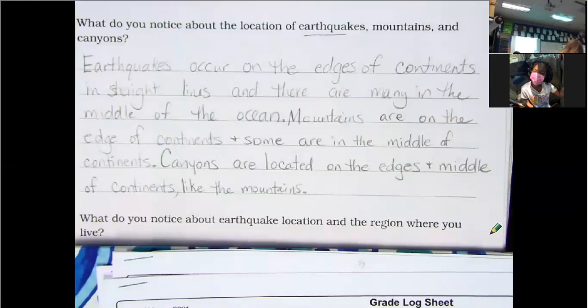Write all that. Oh, look what they say. Earthquakes occur on the edges of continents in straight lines, and there are many in the middle of the ocean. Mountains are on the edge of continents, and some are in the middle of continents. Canyons are located on the edges and middle of continents, like the mountains.